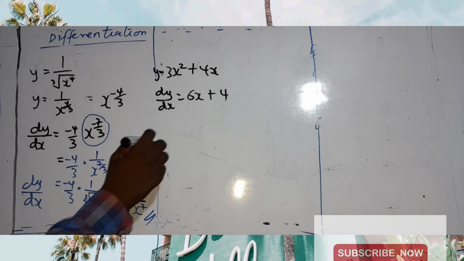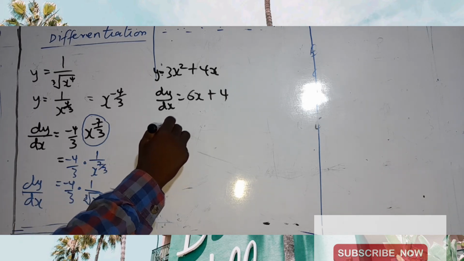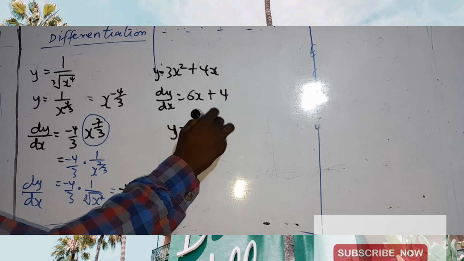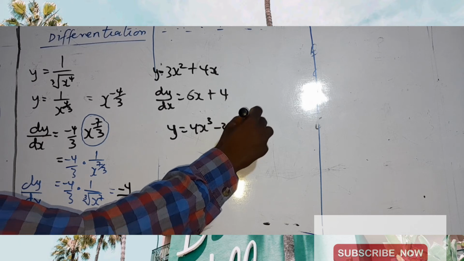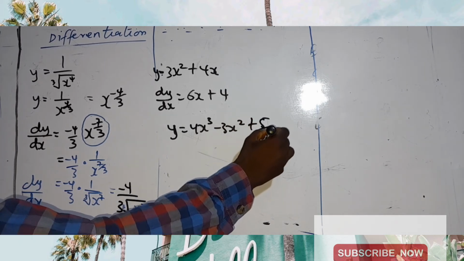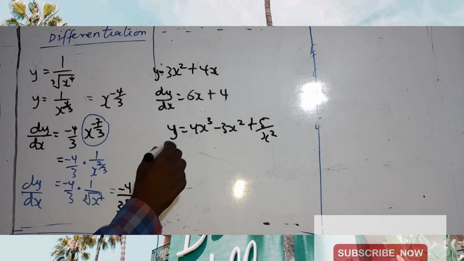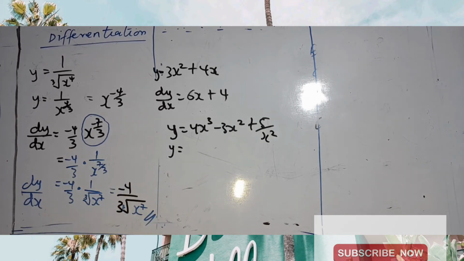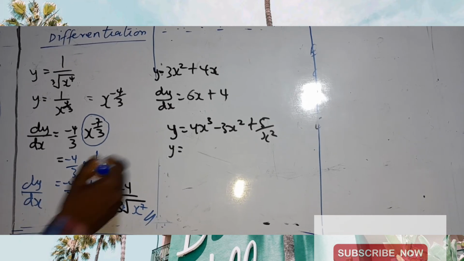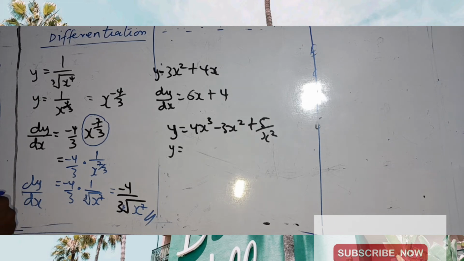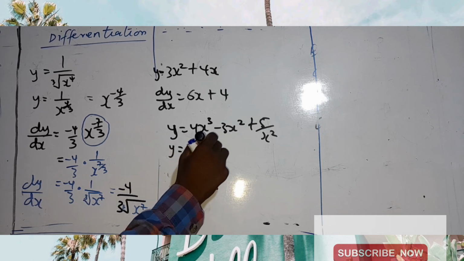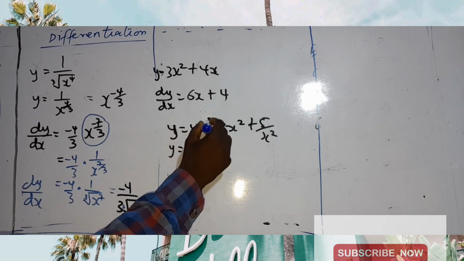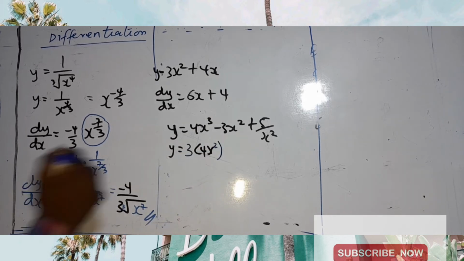Is that okay? What if you have a question like this: y is equal to 4x cubed minus 3x squared plus 5 over x squared. I have to differentiate this one, and I'll do it one by one. So here, power down, then I'm having 4x, power minus 1. 3 minus 1 will give what? 2, right? Good. Then here, power down.